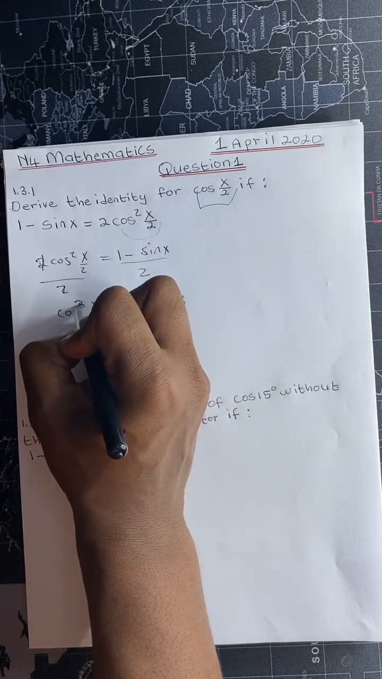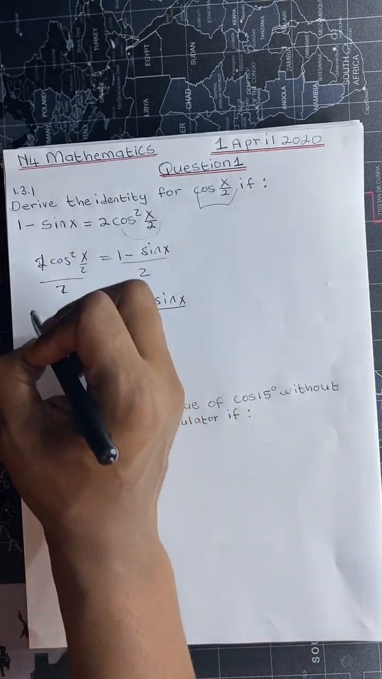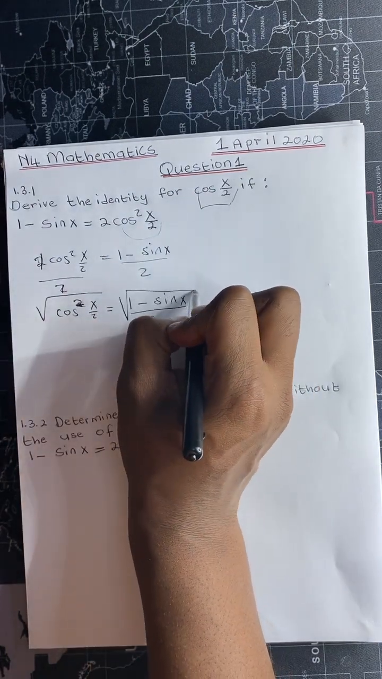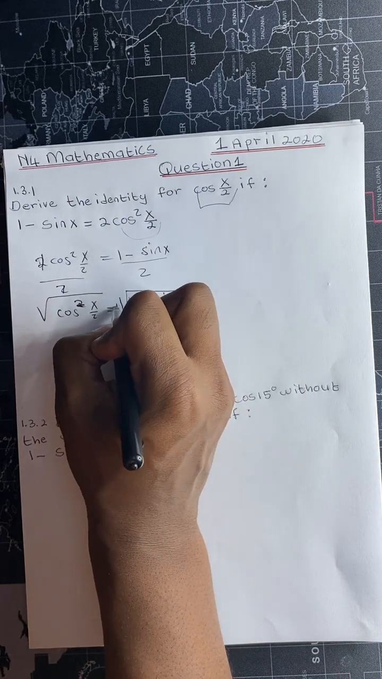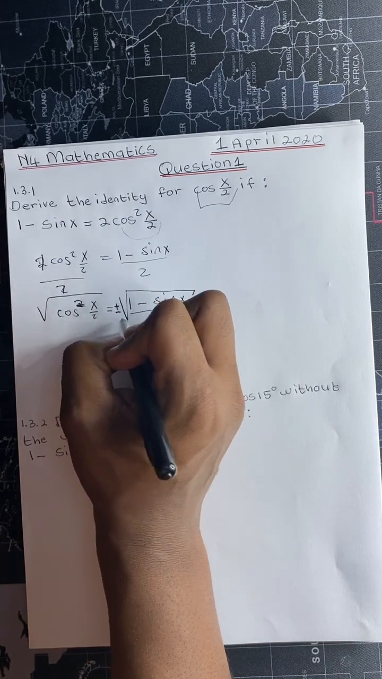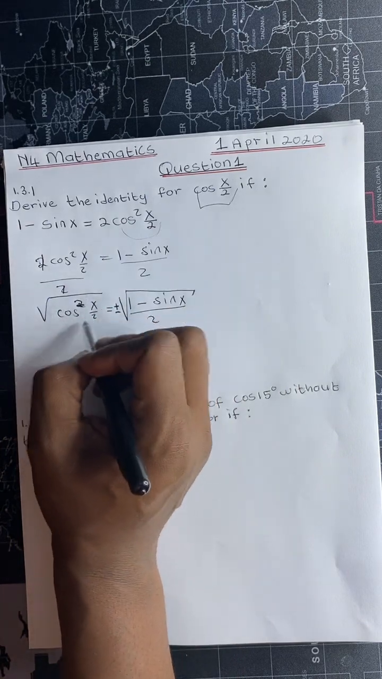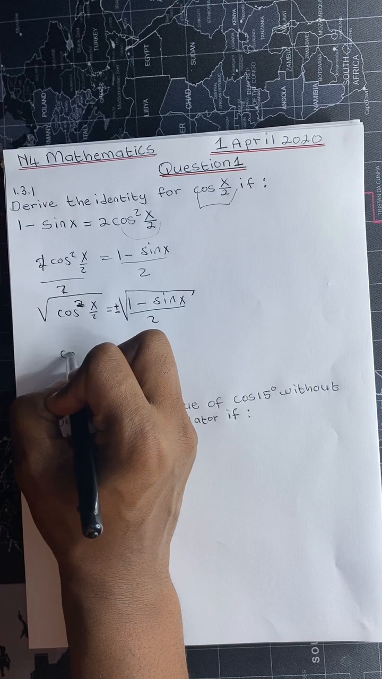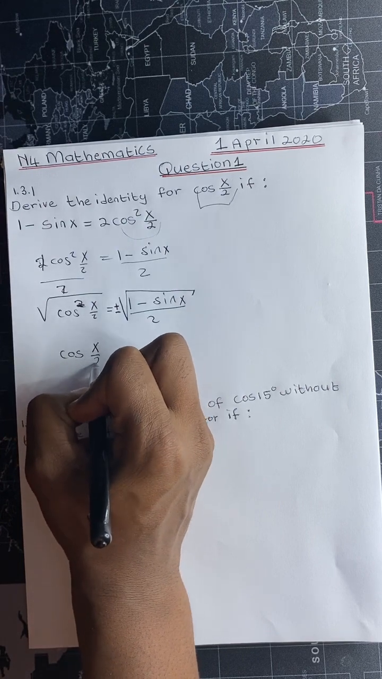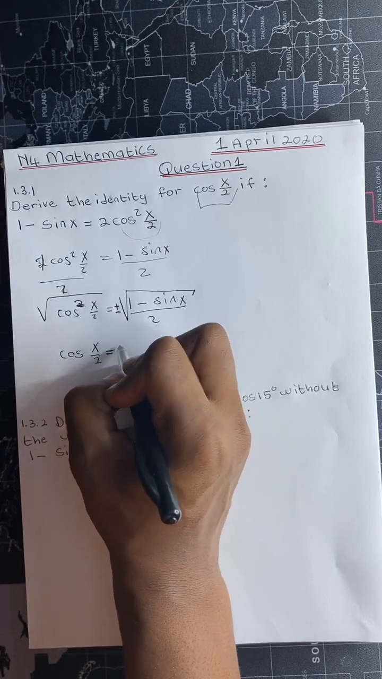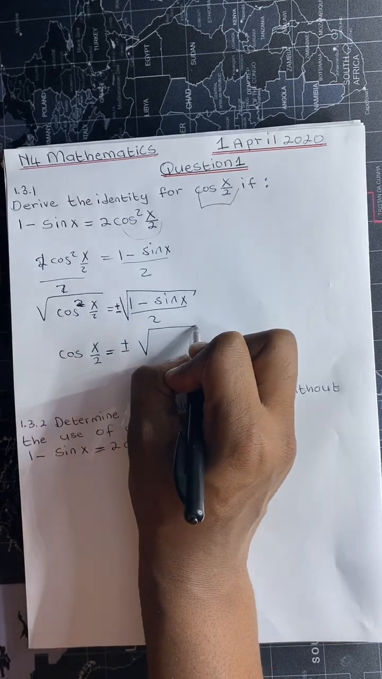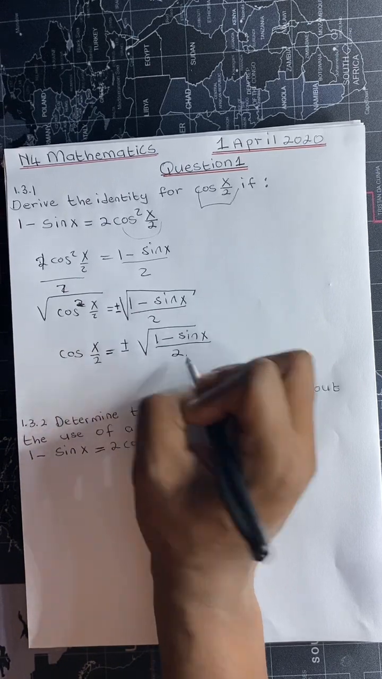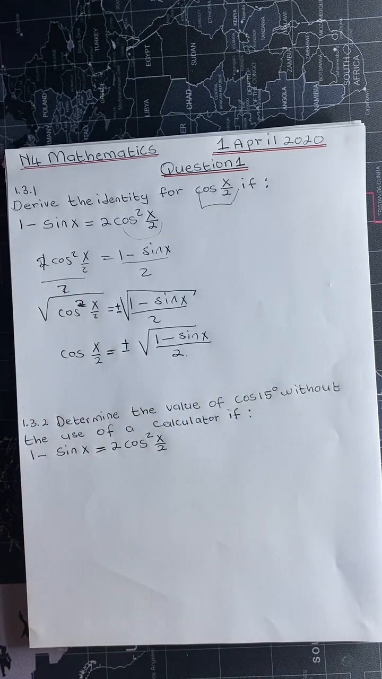We have to get rid of that square, and to get rid of any square we introduce the square root. And immediately when we introduce the square root, we also have to include the plus or minus sign in front of the square root. So the introduction of that square root will cancel out that square. So cos of x over 2 will be equals to plus or minus the square root of 1 minus sin x over 2.